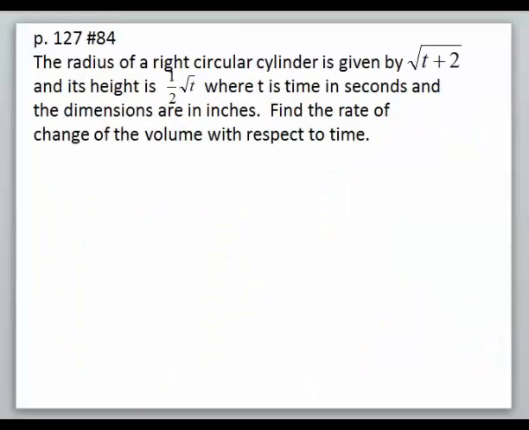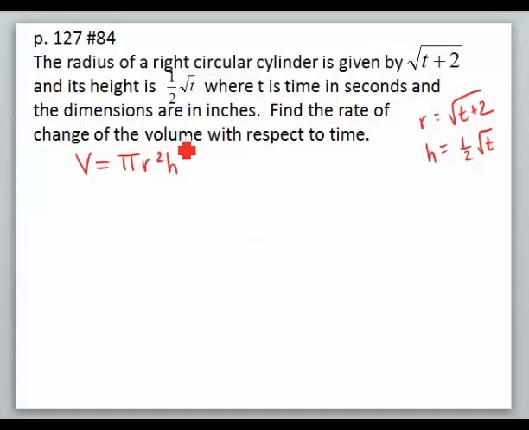Well, my next problem is telling me that the radius of a right circular cylinder is given by the square root of t plus 2. So my radius is square root of t plus 2. It then gives me the height in terms of t, 1/2 square root of t. So height is 1/2 square root of t, where t is time in seconds and the dimensions are in inches. Find the rate of change of the volume with respect to time. So volume of a right circular cylinder is V equals pi r squared h.